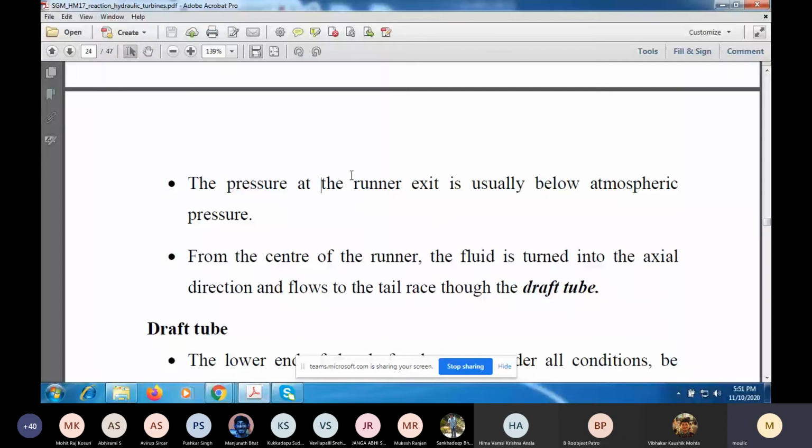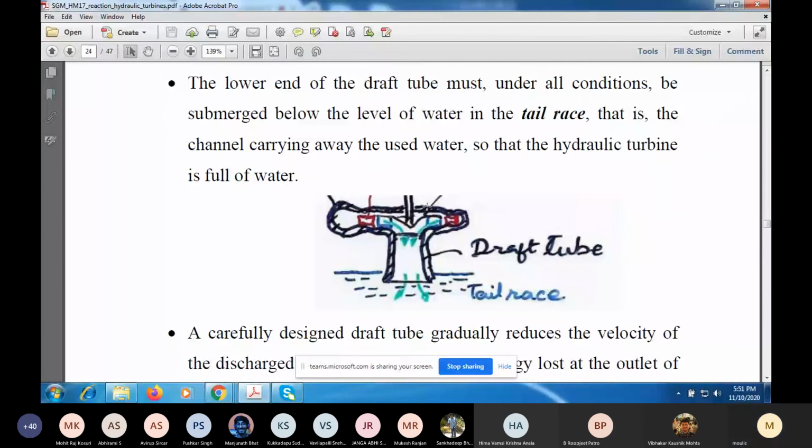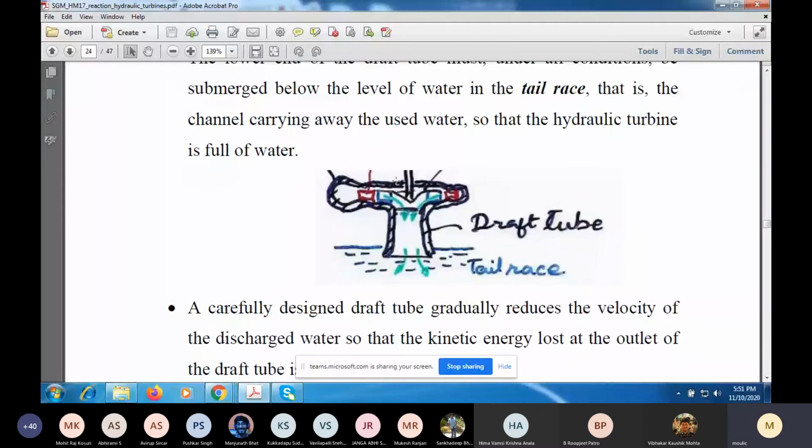Now the pressure at the runner exit usually will be below atmospheric pressure. And from the center of the runner, the fluid will go into the draft tube in the axial direction. So I've shown a small view here showing the draft tube. The lower end of the draft tube must, under all conditions, be submerged below the level of water in the downstream reservoir or tail race, so that the turbine is always full of water. If the level of water in the downstream reservoir falls below the level of the draft tube, then some air might enter, and that is what you want to avoid. That is, you don't want the liquid which is coming out of the turbine to exit to the atmosphere directly. It should exit underwater in the tail race.